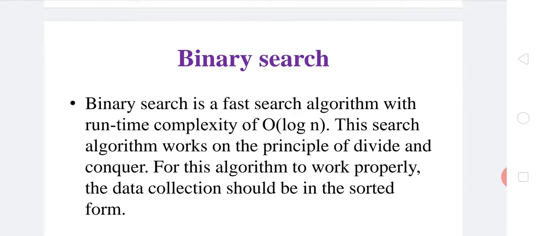This search process starts by comparing the search element with the middle element in the list, as we already discussed. If both match, then the result is that the element is found. Otherwise, we check whether the search element is smaller or larger than the middle element. If the search element is larger, then we repeat the same process for the right sublist of the middle element.